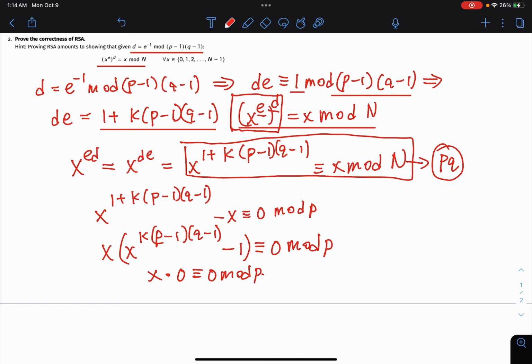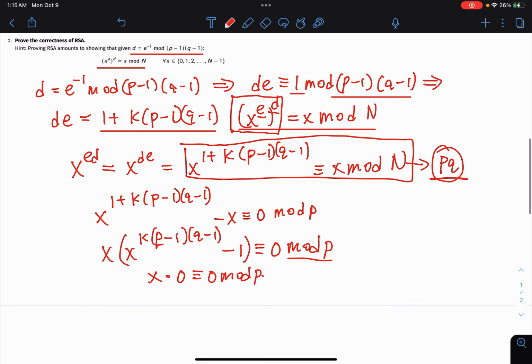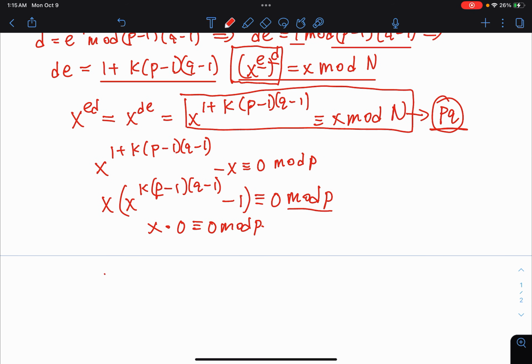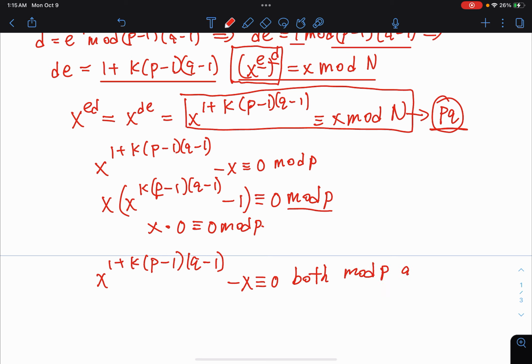And this argument works for P, but it also works for Q, because Q is simply another prime. And Q minus 1 is also a factor of X's exponent here. So therefore, we know that this equation, X to the power of 1 plus K P minus 1 Q minus 1 minus X is congruent to 0 for both mod P and mod Q.